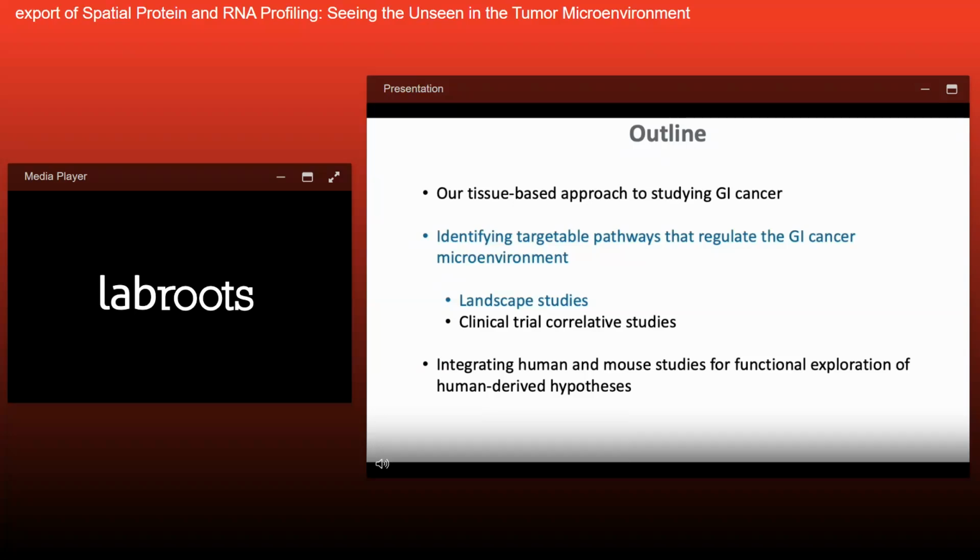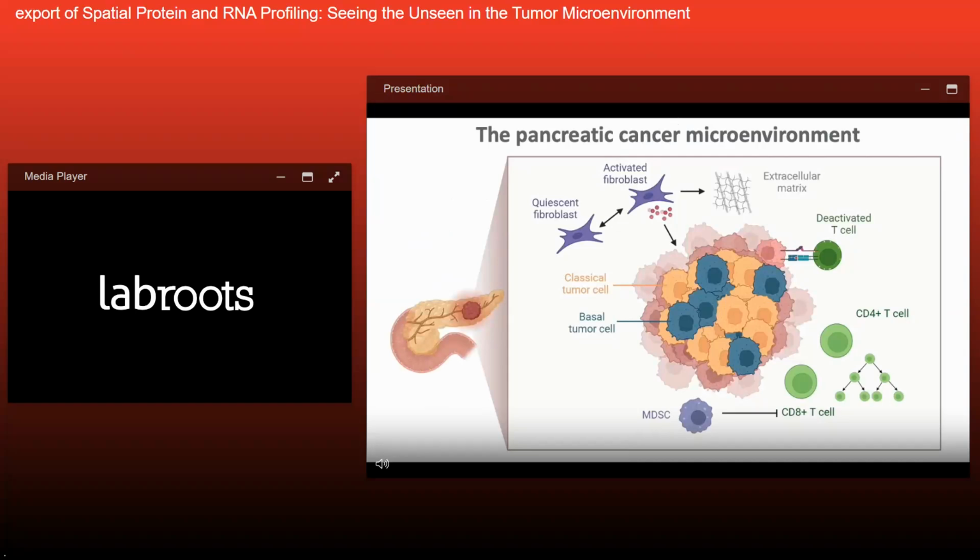So for the next part of my talk, I'd like to show a couple examples of how we've identified targetable pathways that regulate the microenvironment of pancreatic cancer. When we think about pancreatic cancer, there are many possible cells that would be interesting and worthwhile to study. Most obviously, the tumor cells themselves. In pancreatic cancer, there are 2 major transcriptional subtypes of tumor cells that we recognize, classical cells and basal cells.